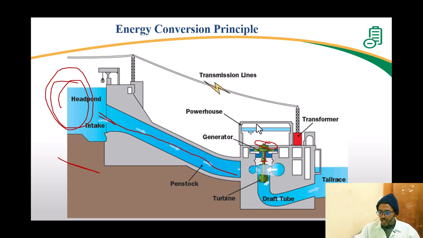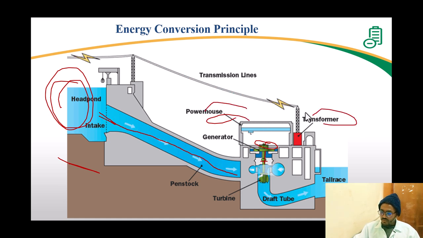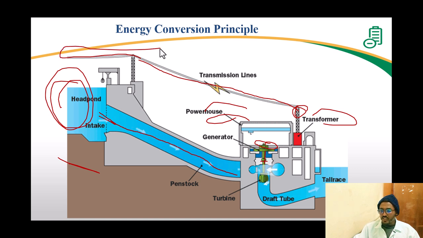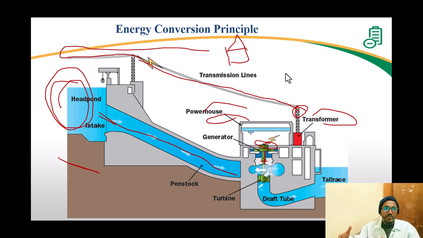So we have the powerhouse, which is mainly an integration of the transformer and so on. So we have the tower, and then we can use these transmission lines to take this electricity wherever we want, houses or somewhere else, wherever we want to have energy or electricity.